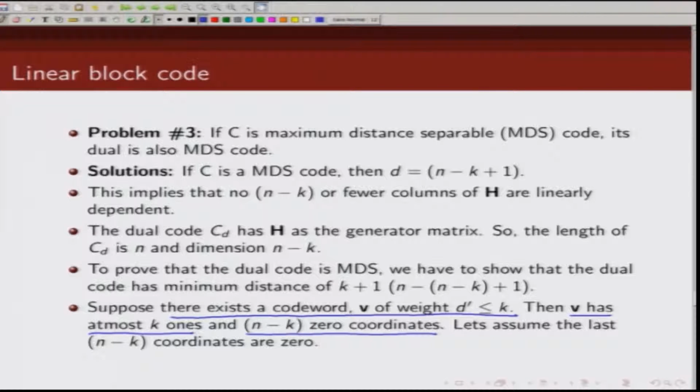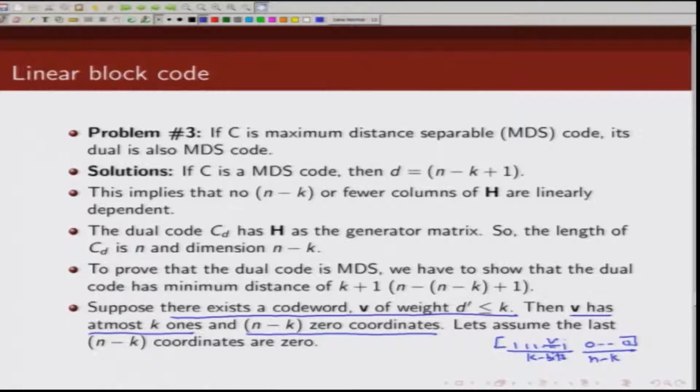Without loss of generality, let us assume that those bits which are 0 are towards the end. So, what we are assuming is, let us say this is our code word v. The first k bits have 1s and these remaining bits have zeros.